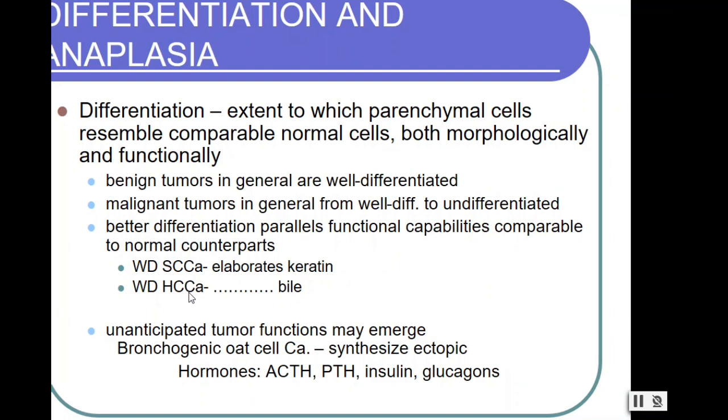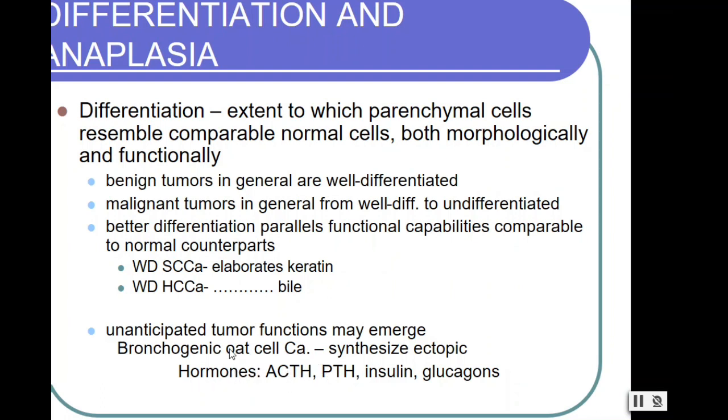Well-differentiated hepatocellular carcinoma. Cholangiocarcinoma is a tumor of the bile duct. They still produce bile. Kaya lahat ng well-differentiated, nagagawa pa rin nila ang trabaho nila. Kaya lang, merong kakaibang tumor na ginagawa niya kahit hindi niya trabaho. We call it your bronchogenic oat cell carcinoma. It synthesizes ectopic hormones. Gumagawa siya ng mga hormones na hindi naman niya trabaho like ACTH.